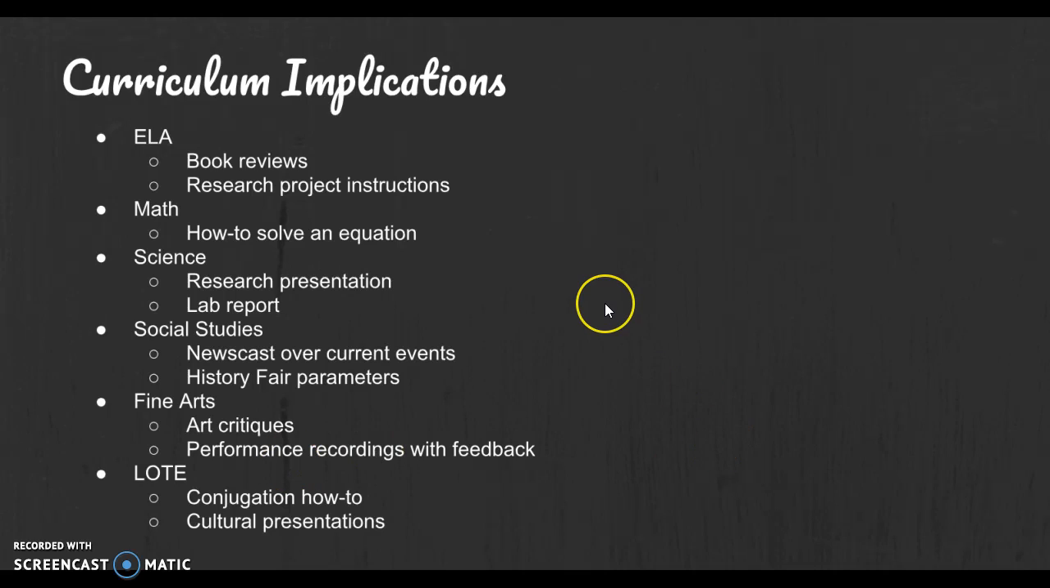And then history fair parameters, we do a large history fair that could upload screencasts of each of the types of entries, giving directions, making sure the students follow all of those. In fine arts, you could do art critiques, have the students pull up images and verbally critique the author's work or the artist's work. You could also have performance recordings if you're doing theater arts and do the feedback through a screencast. In languages other than English, how to conjugate, cultural presentations, things like that.